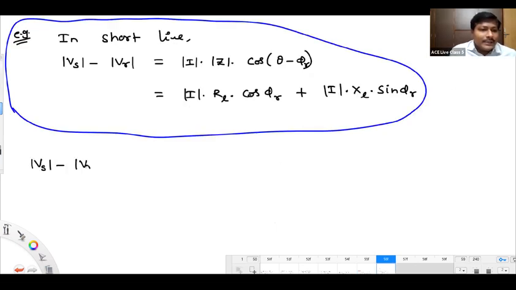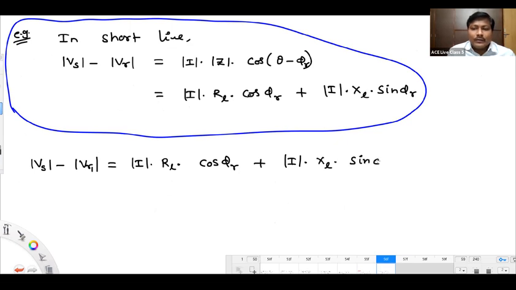Sending end voltage minus receiving end voltage, the magnitude difference, will be mod I into resistance RL into cos phi r plus mod I into XL into sin phi r, you can see. Like this, you will have mod Vs minus mod Vr1.